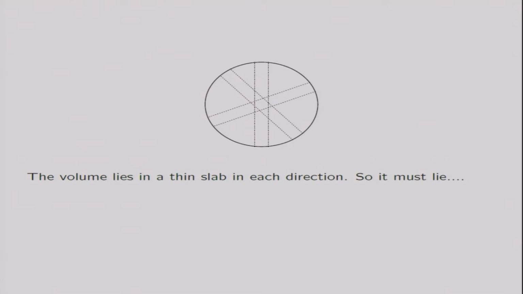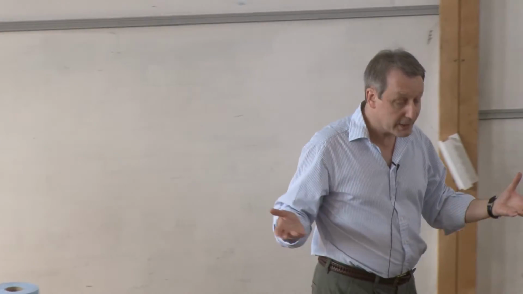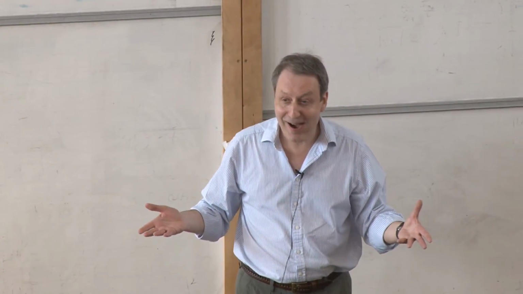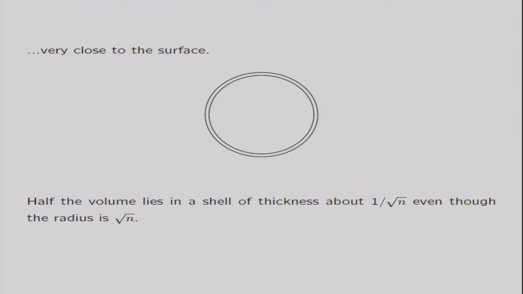Now, of course, this doesn't just happen in one direction, it happens in all directions. So the volume concentrates in this slab here, and it concentrates in that slab there, and that one there. It concentrates in every slab of a fixed width. So that means that all the volume, in fact, must lie altogether exactly on the surface. Almost all the volume lies extremely close to the surface, right?